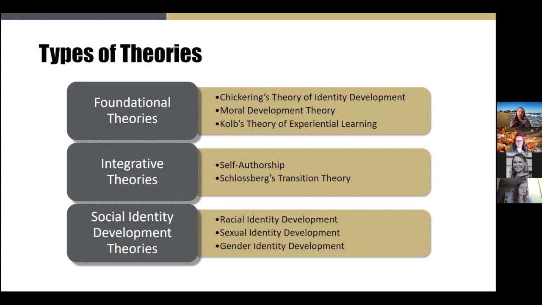And so what Schlossberg is saying is that in this transition theory, your ability to cope with change relies on the resources that you have within the 4 S's or the 4 stages of this theory, which includes situation, self, support, and strategies. And we're going to work through an example with that one a little bit later as well.